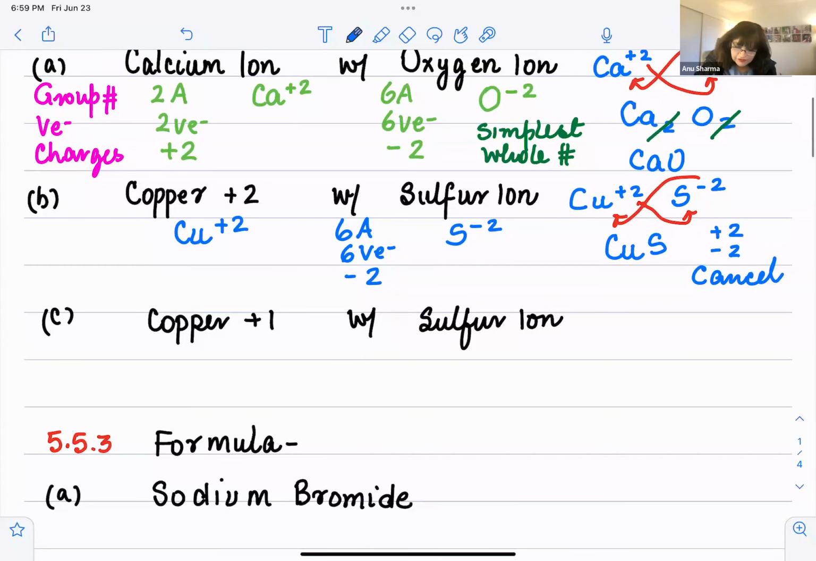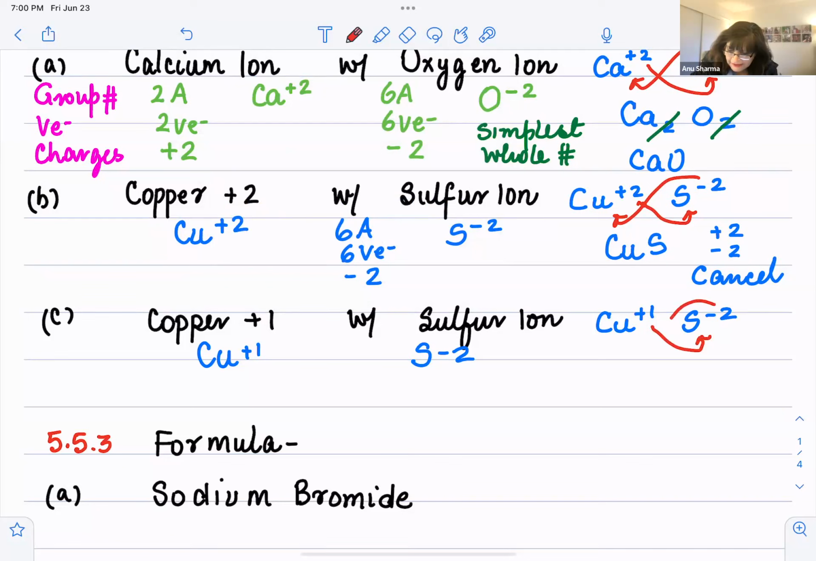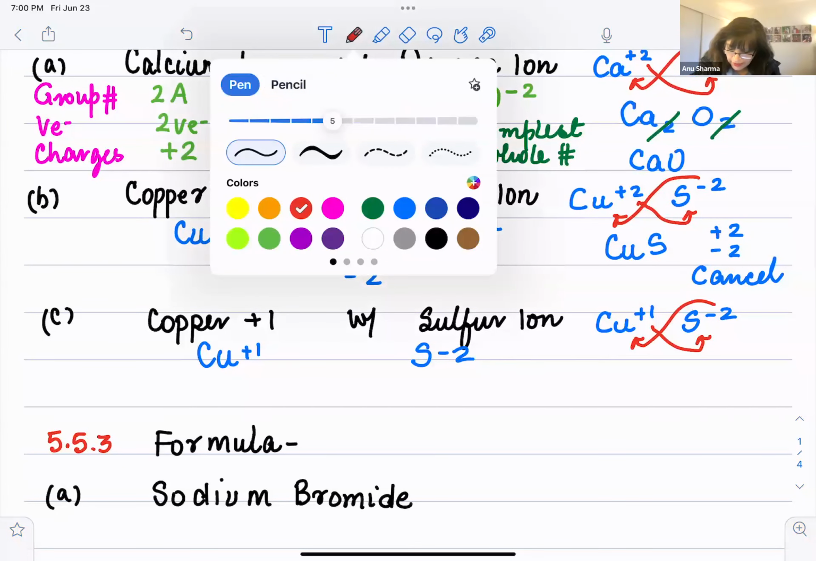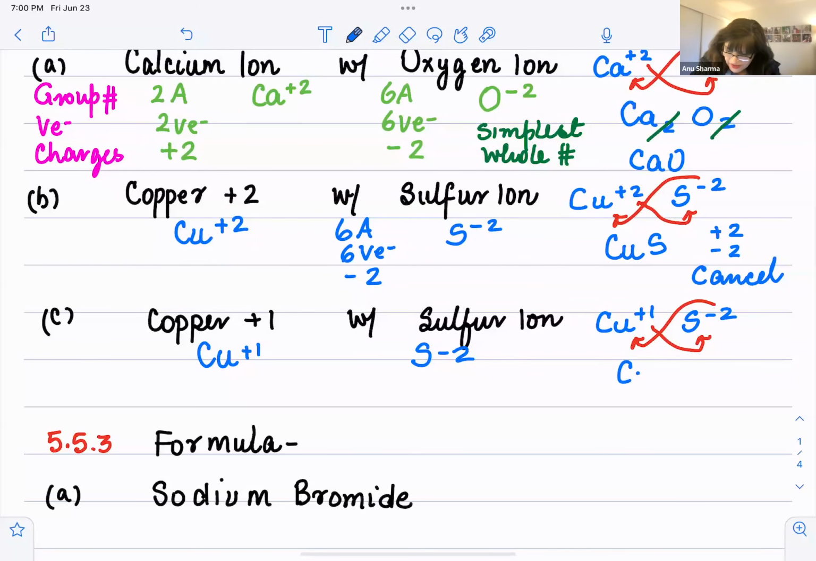Next is copper 1 with sulfur. So here copper 1 is +1 charge. Same story, sulfur is -2 charge as above. So just put here copper +1 and sulfur -2. And now you're going to do the crisscross. So this number comes here and this number comes here, but you're not going to bring down the negative charges. So what do you have now? Cu2S. For 1, we don't write, so you're going to just remove this 1. So Cu2S, this is the formula.